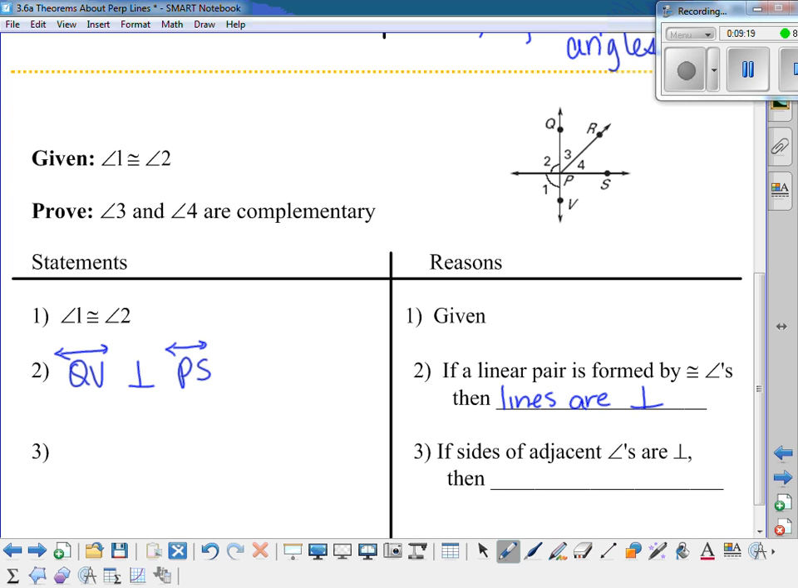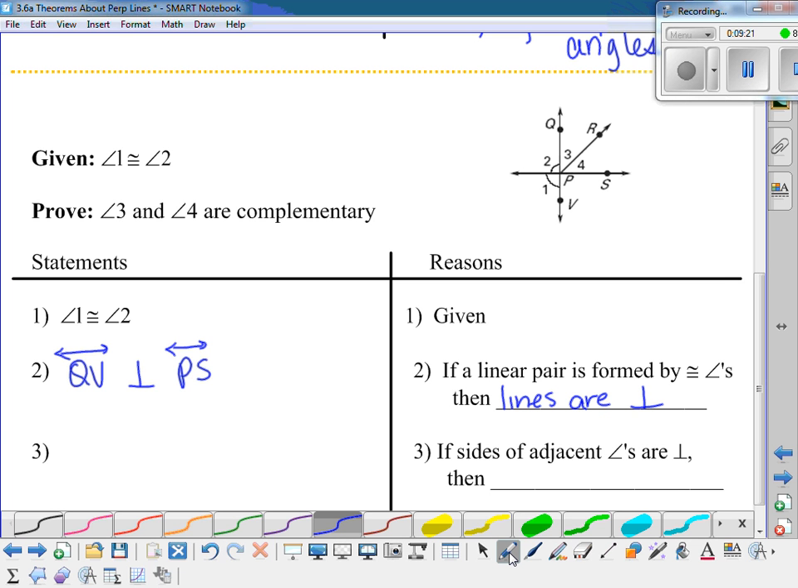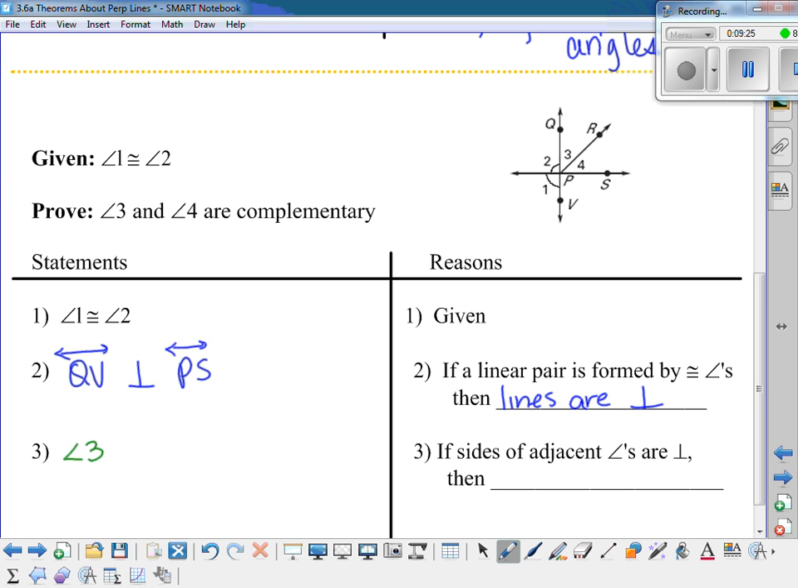Now that I've said the lines are perpendicular, that's all the information I need to say that 3 and 4 are complementary because of the theorem we just proved above: if sides of adjacent angles are perpendicular, then the angles are complementary.